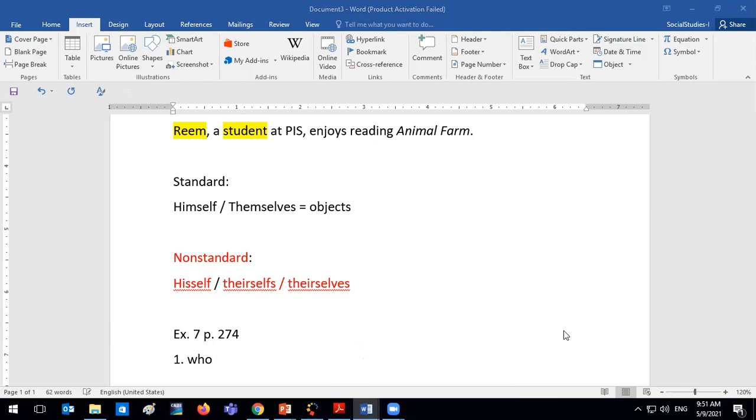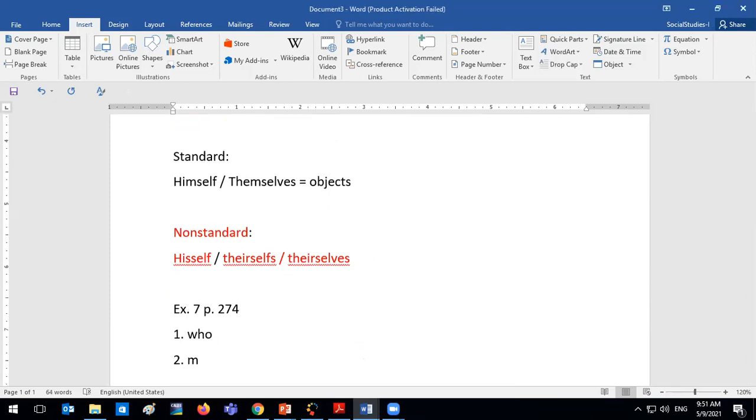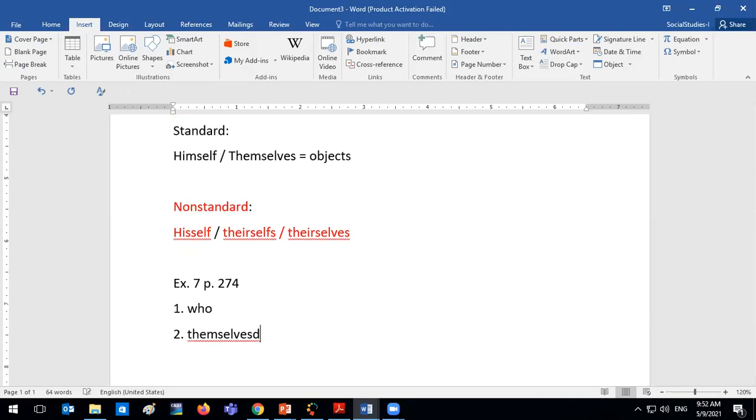Number 2, please, Hannah Hamdi. They ask themselves where the money from the fundraiser could be. Good. Remember standard English versus non-standard. We agreed that theirselves is not even a word. They asked themselves, and we said themselves here is used as an object. They asked who, they asked themselves. Good job, Hannah.